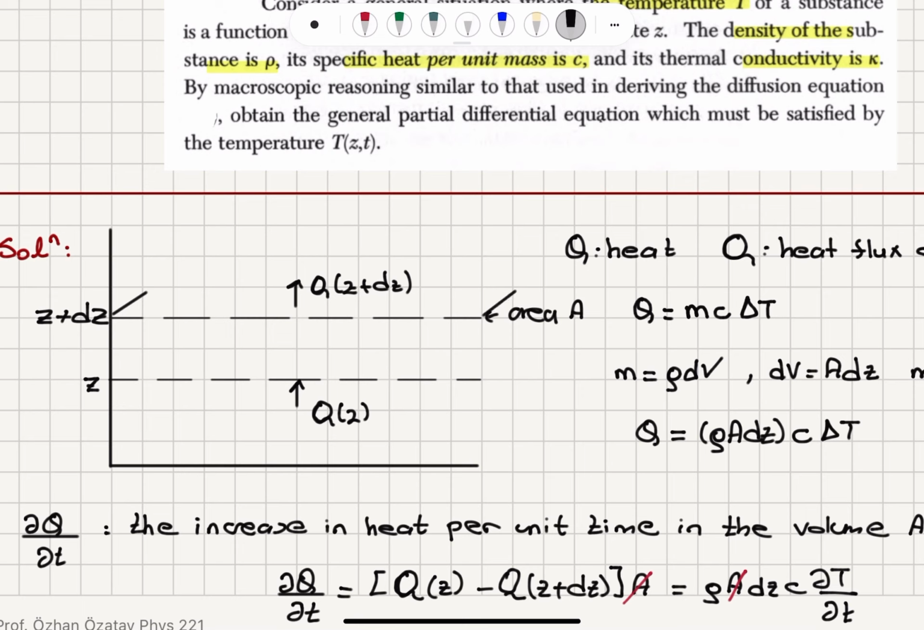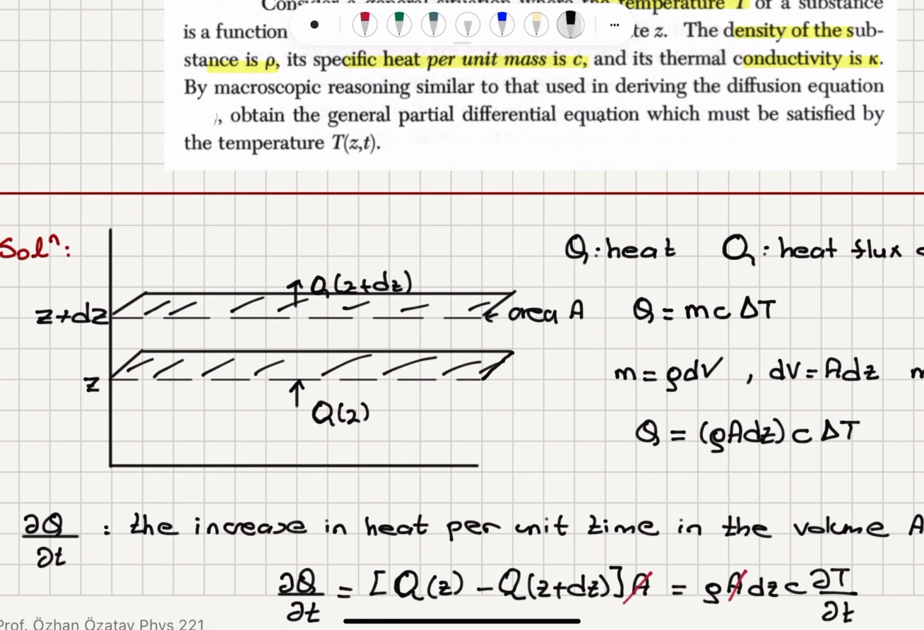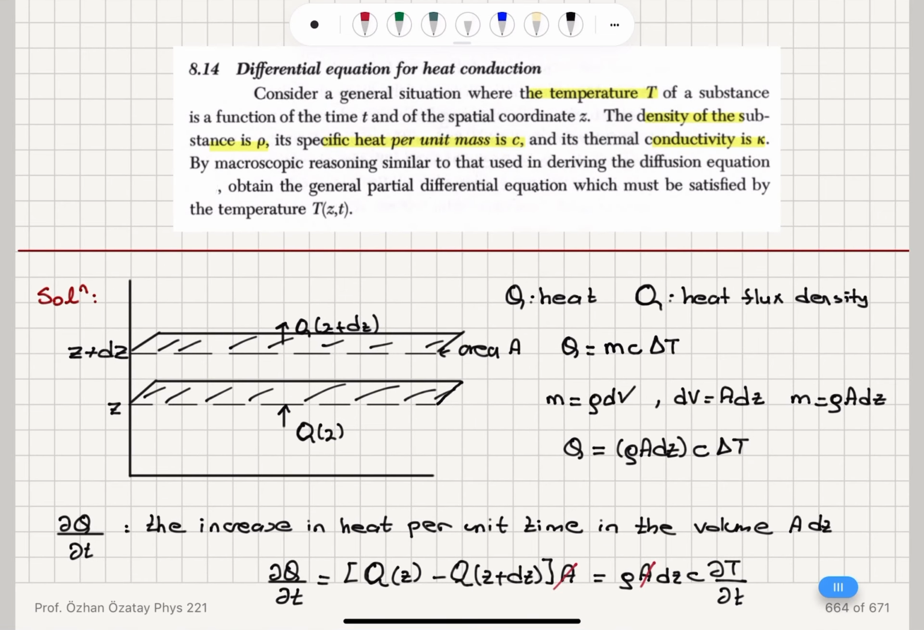So if you want to think in 3 dimensions, this would be basically this area A here. The same thing here. We have this plane that has area A. Now this heat flux, which is the heat flowing per area per unit time, is this funny q, heat flux density. And you can see that the heat being transmitted is m, which is ρ A dz c delta T.